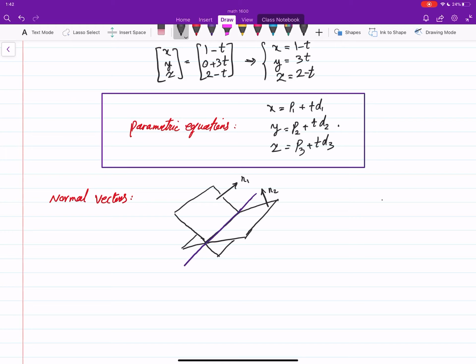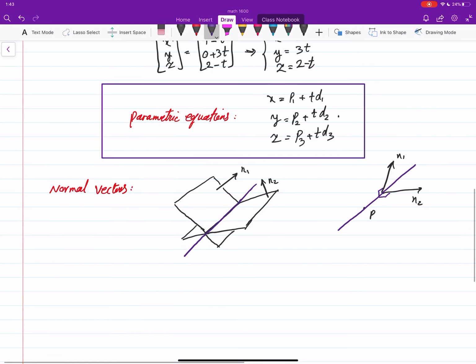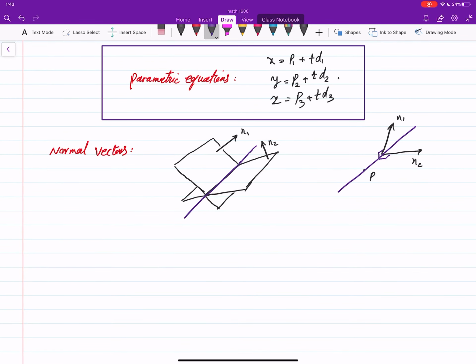So let me just write it here. I have n1 and I have n2, and we have a point P here. Then the line which is orthogonal to both of these and passing through P is the line we are going to define. To describe this, we have what is called normal form. Normal form is nothing but the equations of two planes together.